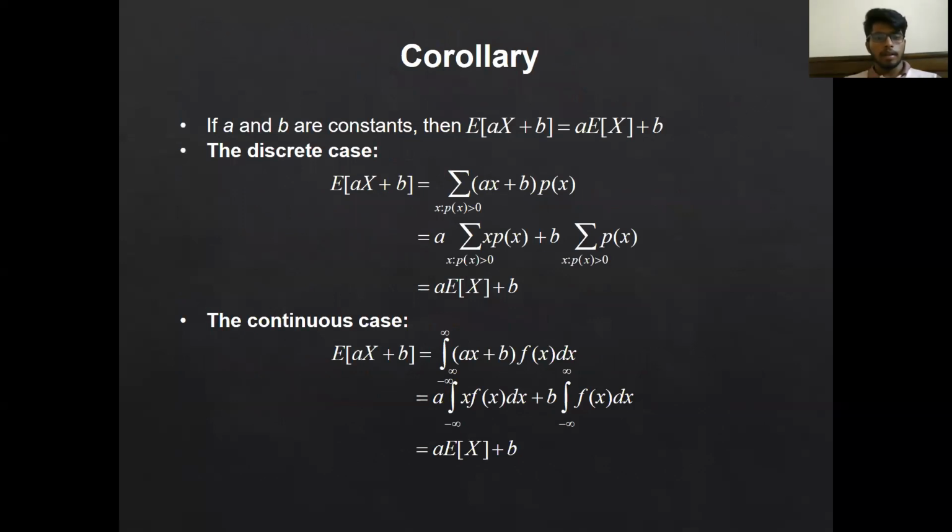Corollary. If a and b are constants, then E[aX plus b] equals aE[X] plus b. The discrete case: E[aX plus b] equals the summation of (ax plus b) p(x). For the continuous case, we can similarly observe using the first proposition that we get the same values in both the discrete and the continuous case.